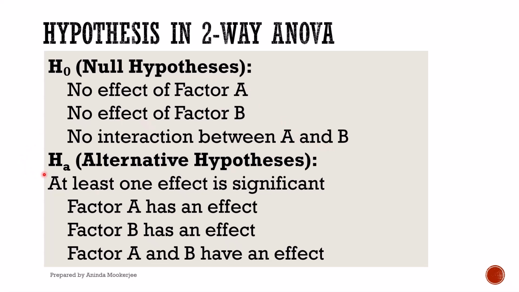The alternative hypothesis will be that at least one effect is significant. So factor A has an effect, factor B has an effect, or factors A and B together have an effect on the response variable. They have an effect on each other, right? So that is how we state our hypothesis in a two-way ANOVA.